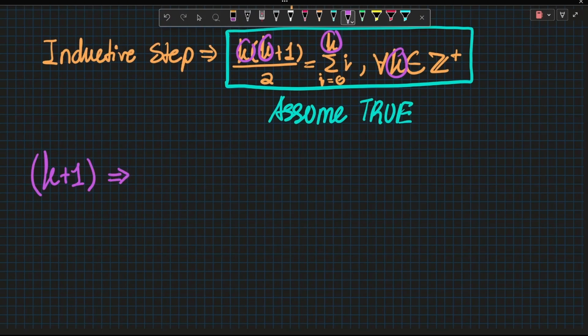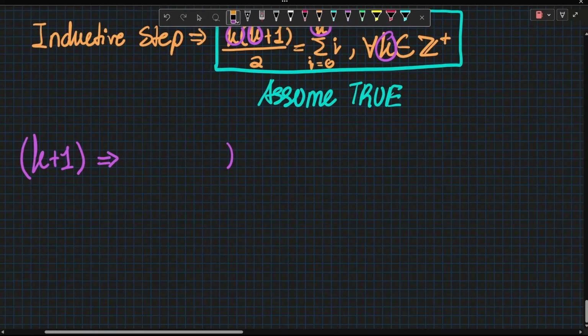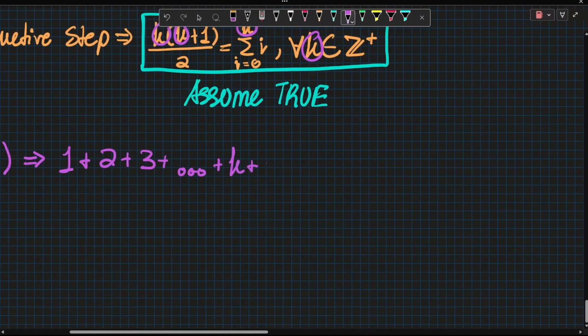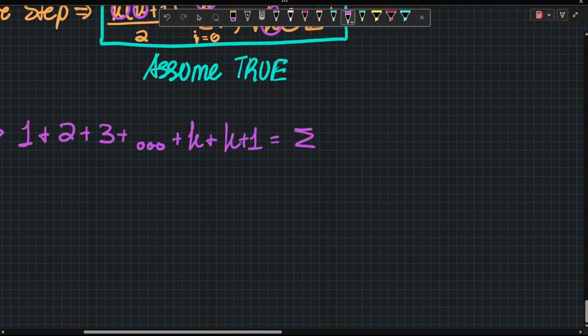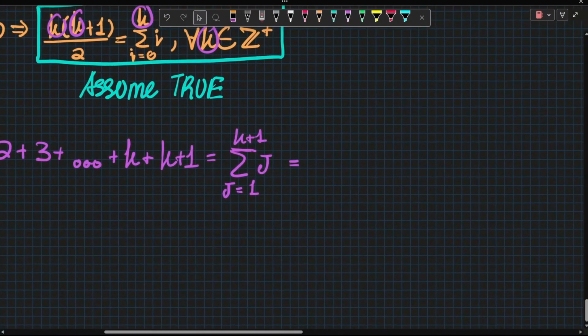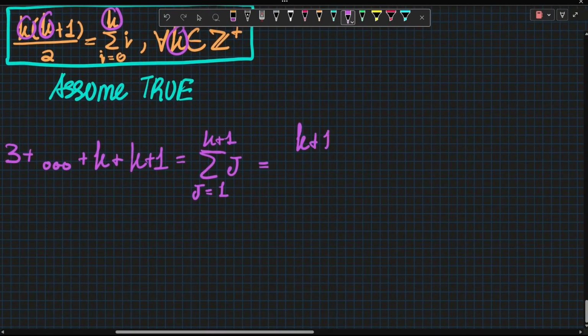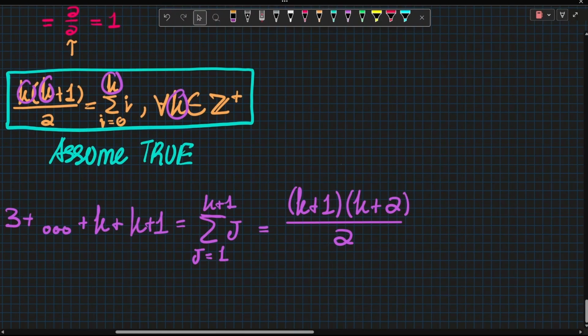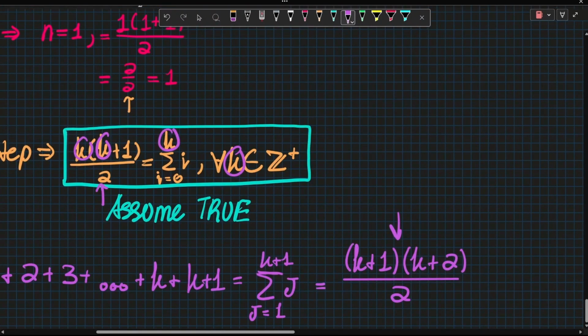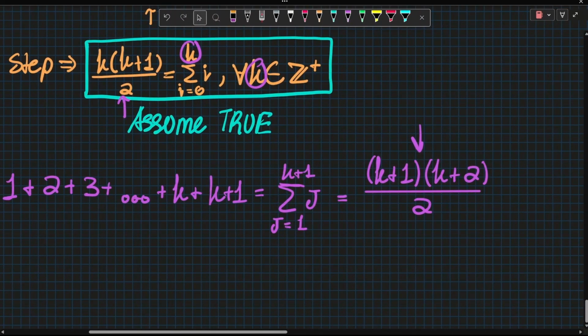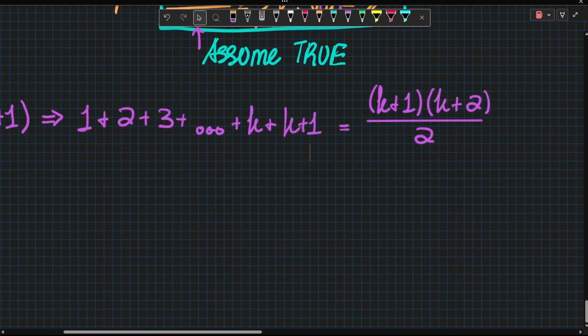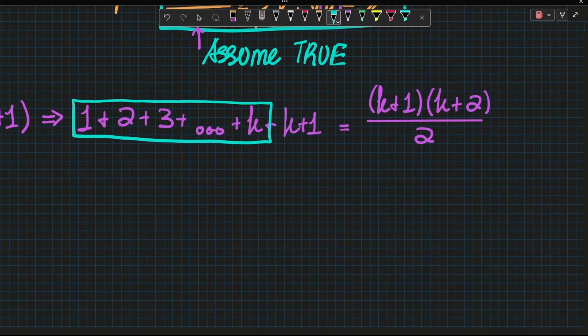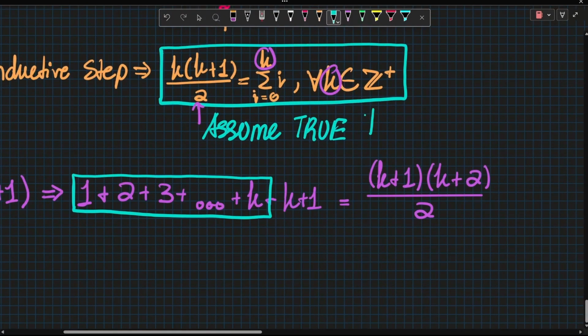So we need to prove that the sum 1 plus 2 plus 3 up to k plus k plus 1 is equal to, what is the same as saying, right, this should be the same as k plus 1 times k plus 1 plus 1, which we'll write as 2, over 2. Just recall that I got this from this here, so I just plugged in k plus 1 for our k value. What can we do from here? Well, what we can notice here is that this part here does not only resemble, it is exactly the statement we assumed to be true.